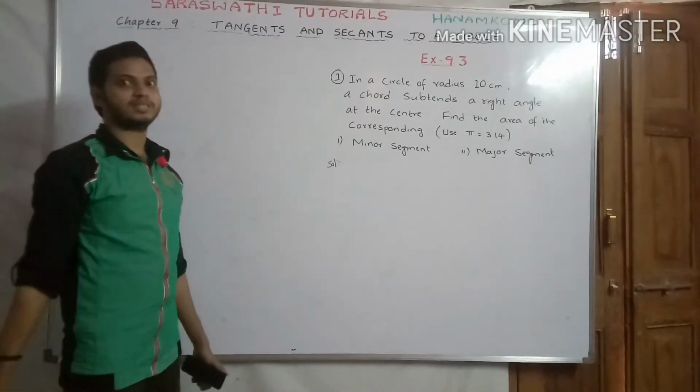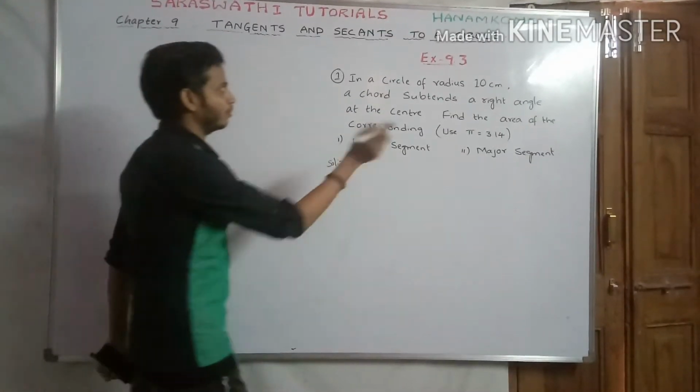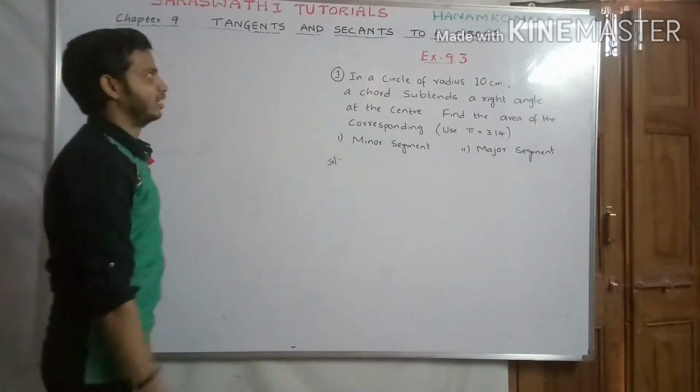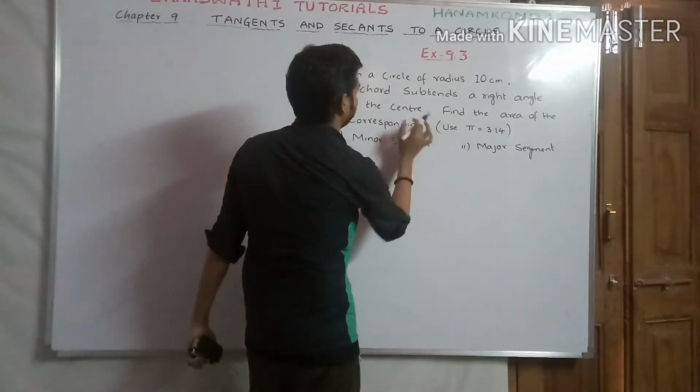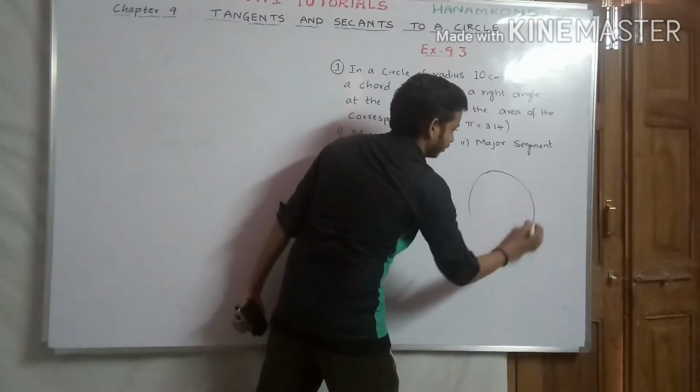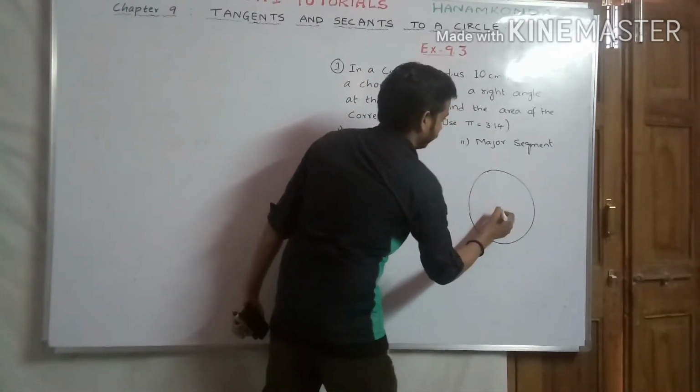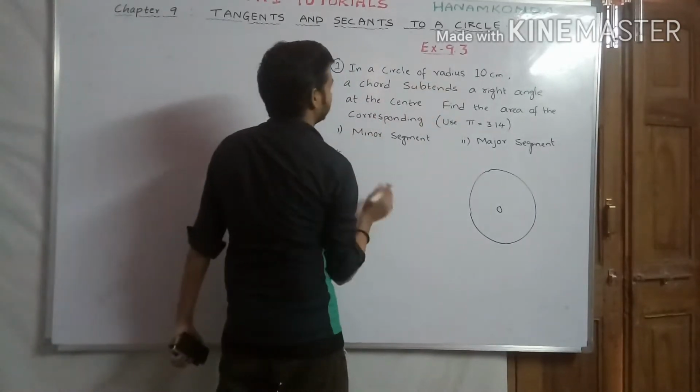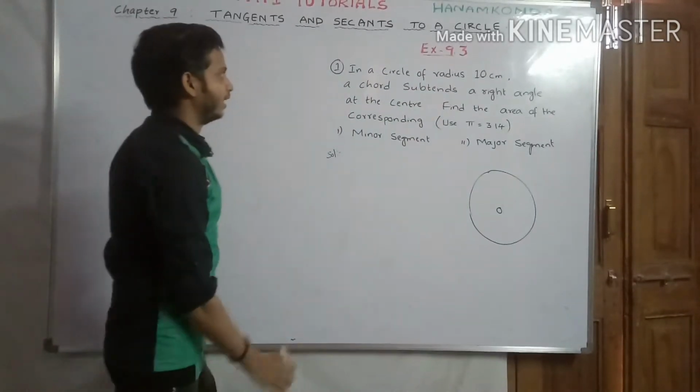So in this video we shall start exercise 9.3. The first problem is: in a circle of radius 10 centimeters, a chord subtends a right angle at the center. Okay, so let us take a circle with center O.